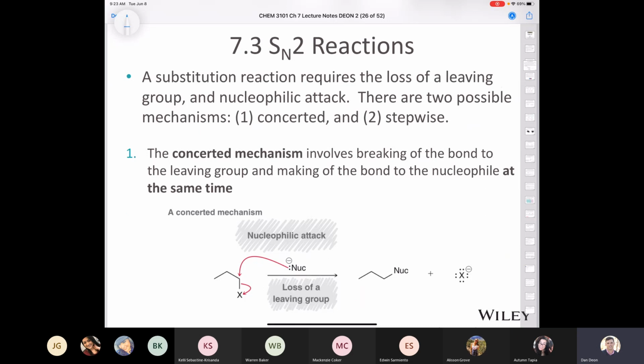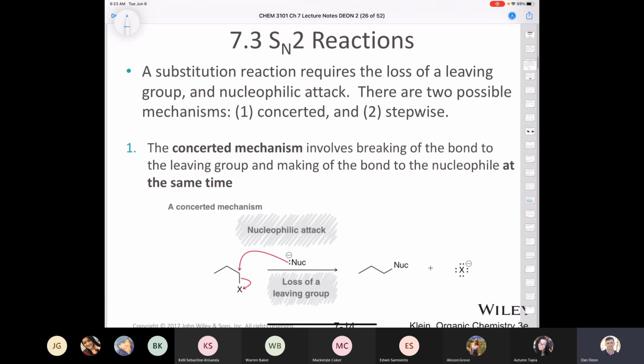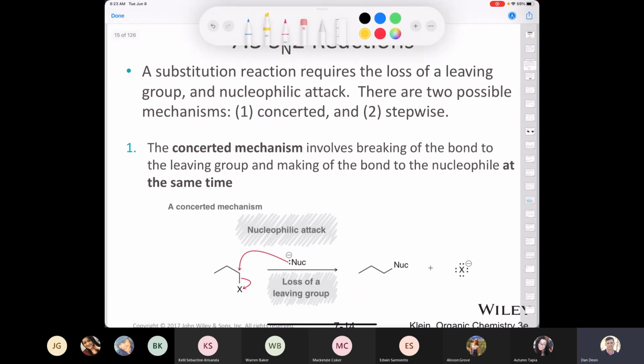So the substitution reaction, right? We talked about substitution reactions already. I even drew you the mechanism that's shown here on this slide. It involves a loss of a leaving group and a nucleophilic attack. Now, there's two possible ways that you could have a substitution reaction occurring. You could have a concerted mechanism. What does concerted mean?